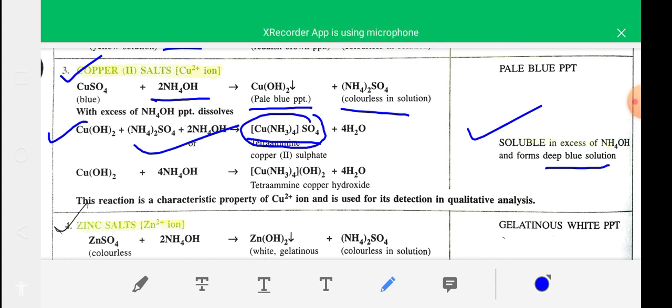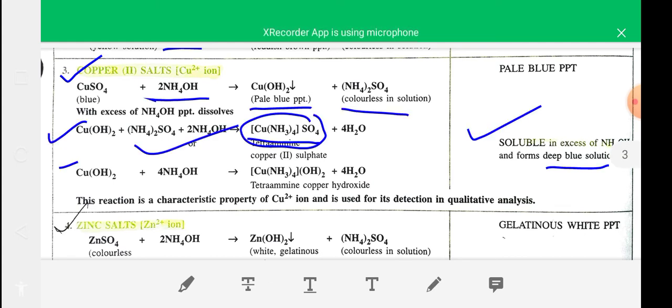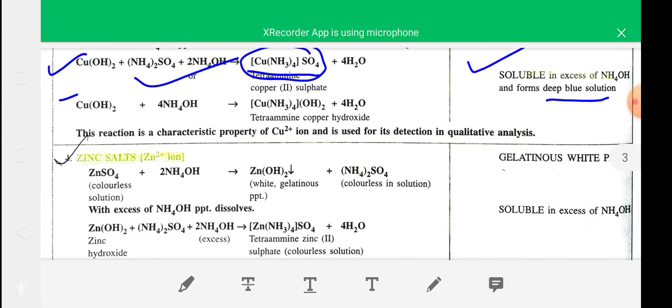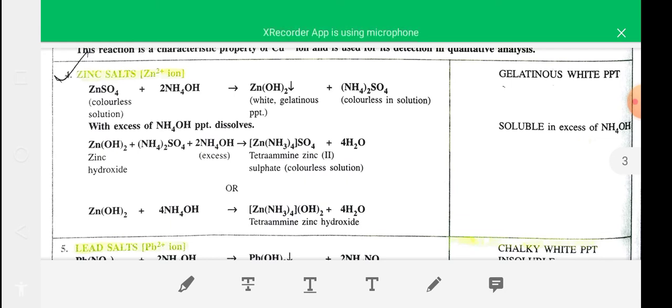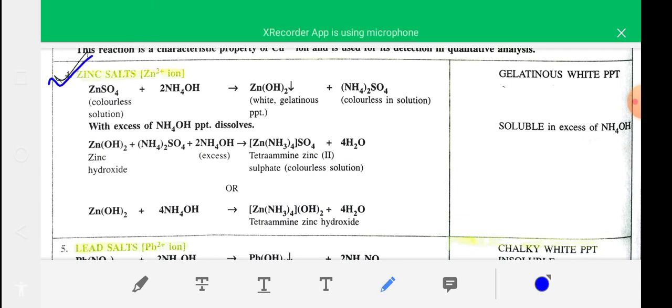So the reaction is also given here. You can read any one reaction. And this reaction is a characteristic property of the copper 2+ ion, and it is used for its detection in qualitative analysis. Okay. Now see the action of ammonium hydroxide on zinc salt.